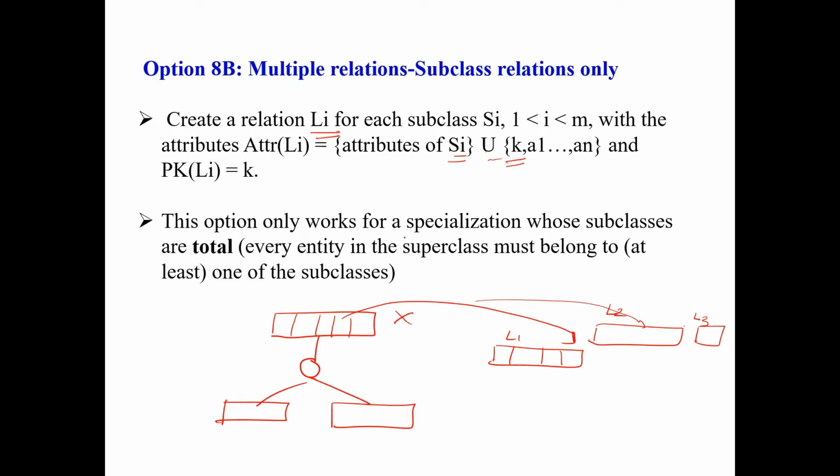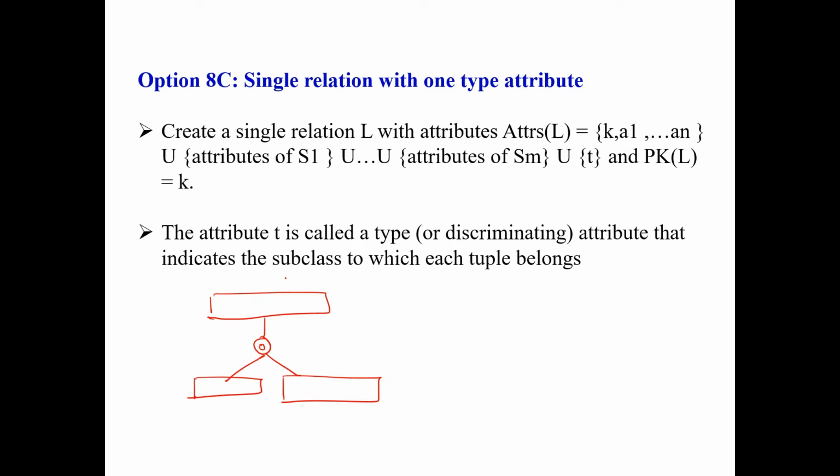This option only works for the specialization whose subclasses are total. So if there is a subclass with total participation, then and only then can we go for option 8B. Now the next option is option 8C, where it is written: single relation with one type attribute.